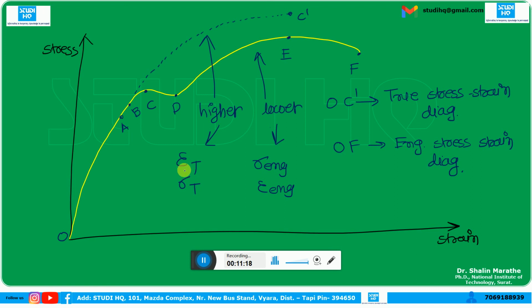So I hope this is clear to you, engineering stress and engineering strain. The nature of the curve will not always be the same; it will be different for different materials. I'm talking about the true stress strain graph. But definitely it will be near to this kind of nature, somewhat like this. In different books you will find different nature, but that depends upon the material and also upon the value of engineering stress and strain. But more or less you will find this kind of nature for the true stress strain.